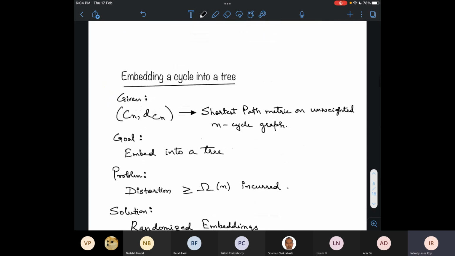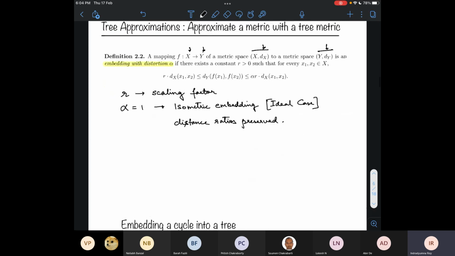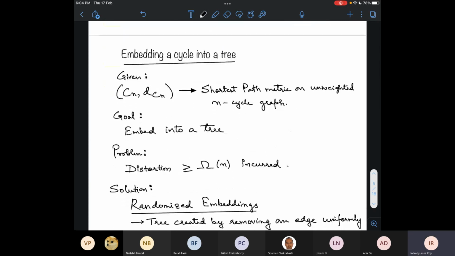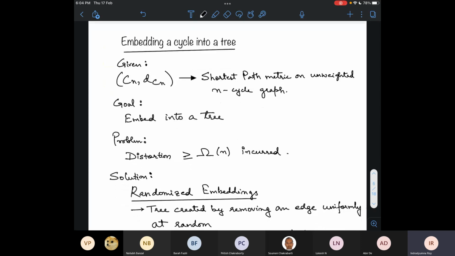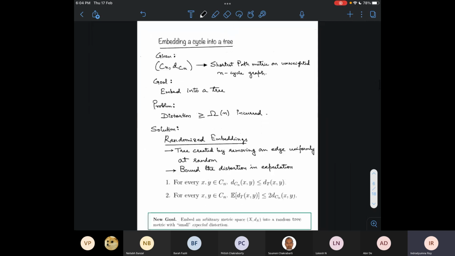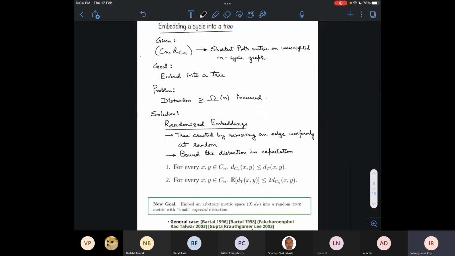Now how about embedding something into a tree metric? This is a very interesting use case that I found. It very nicely incorporates the idea of randomized embeddings, which we'll discuss now. Let's say you want to embed a cycle into a tree. So you have a metric defined over a cycle. You have a set of nodes, which are the points on the n-node cycle, and then you want to embed it into a tree. So how would you do that?